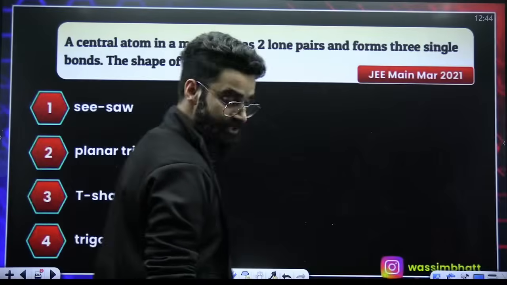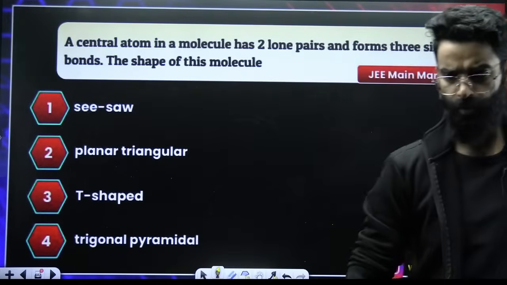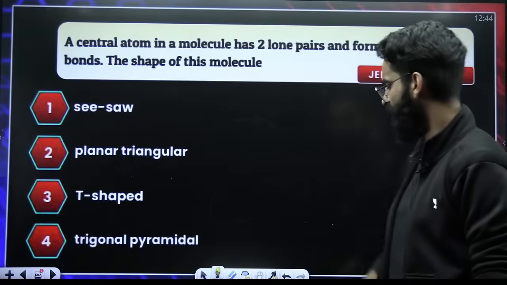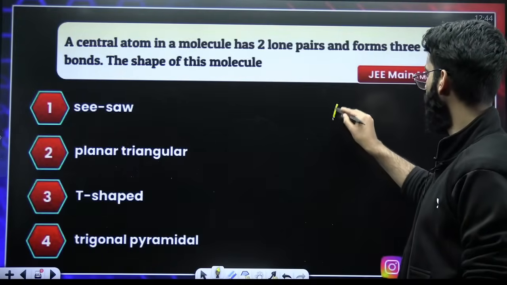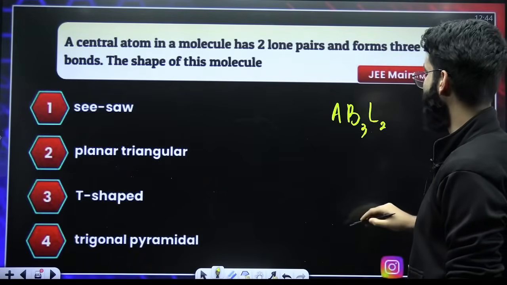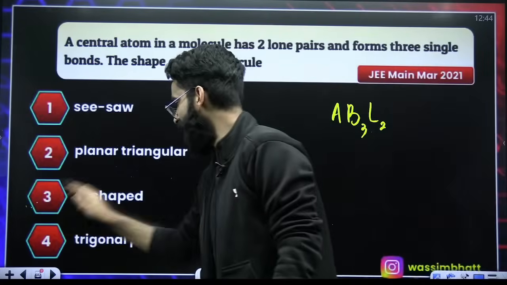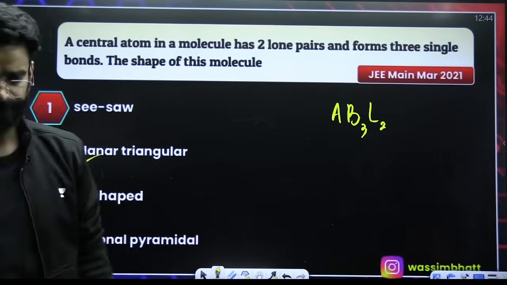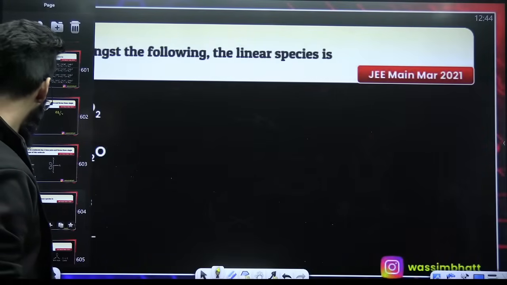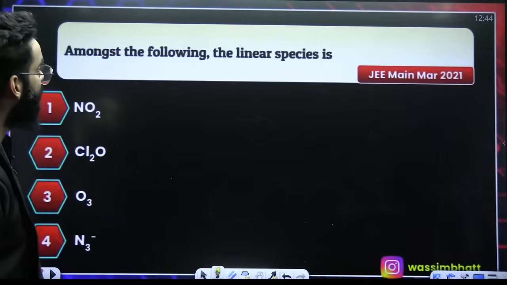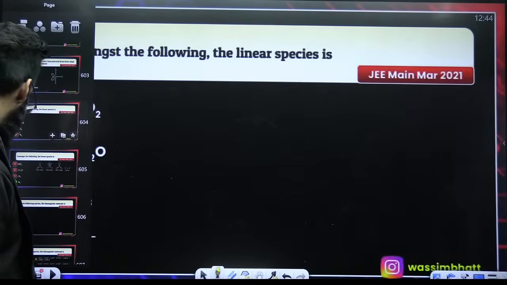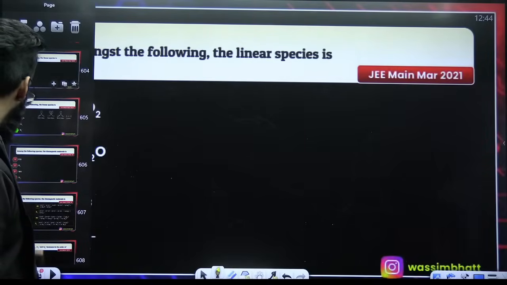JEE 2021. What do you think about this one? 2 lone pairs, 3 single bonds. AB3L2, T-shaped. Among the following linear species, it is N3 negative. No need to check, etc.